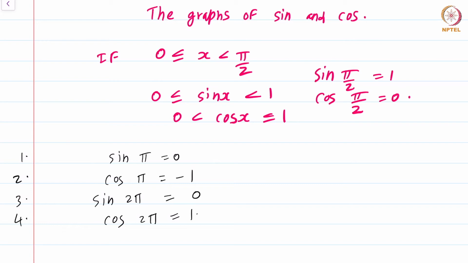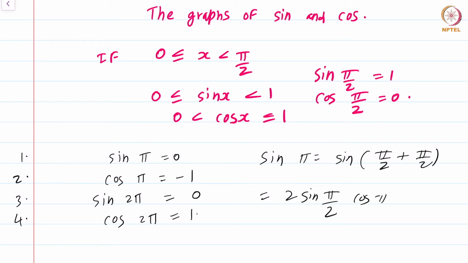Let's say you want to prove one of these. Well, you just look at sine pi. This is just sine of pi by 2 plus pi by 2, which by the addition formula will immediately give 2 sine pi by 2 cos pi by 2, which is going to be 0. And you can prove all of these identities in quite a similar manner. These are just elementary stuff which you have no doubt seen in your high school.